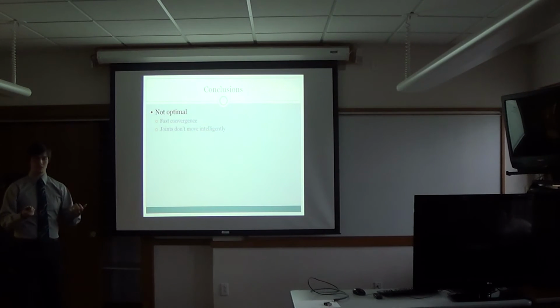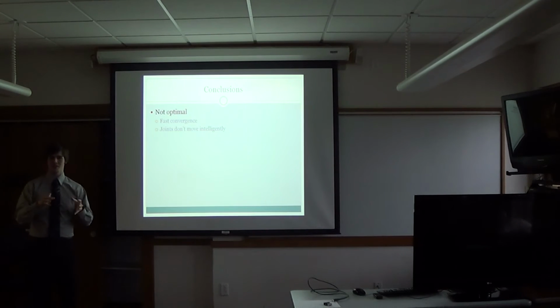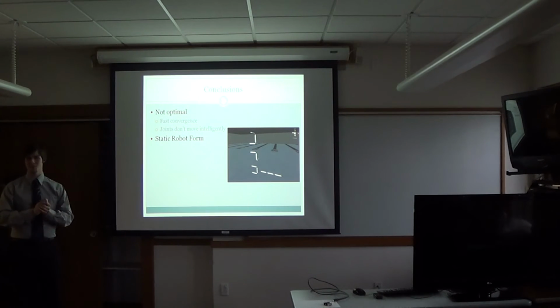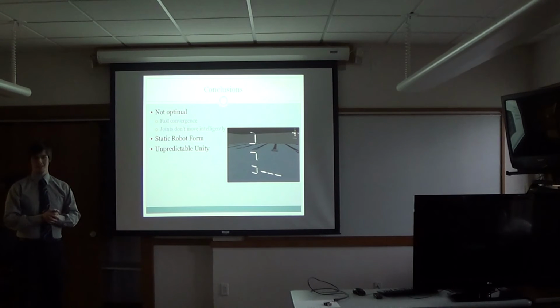And the joints don't move intelligently. So I said earlier that they move at a specified angle, at a specified strength, at a specified speed. So they don't move intelligently, they're just kind of mashed together that way. And I feel like that's maybe a reason that they don't converge or do converge depending on what they do. And of course the static robot form, which I mentioned earlier, it will always stay in an L shape no matter what. It will just simply have different functional units in those places. And Unity is unpredictable. I mentioned that, the fact that even though the best of the best got to move on, they still got different scores. And that was quite odd.